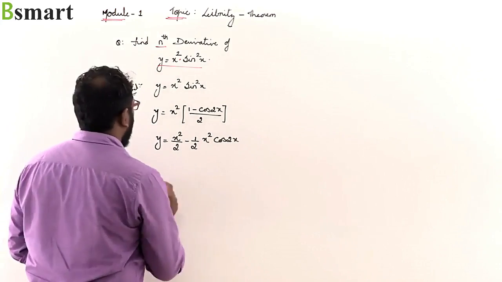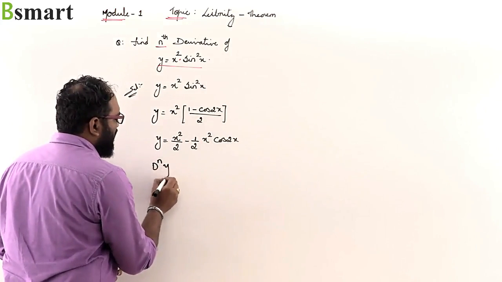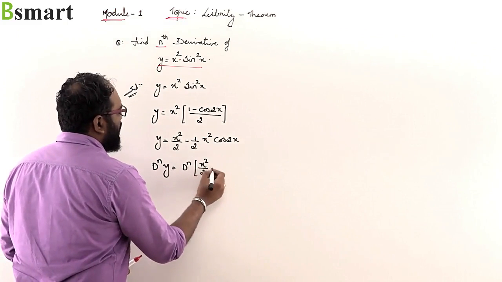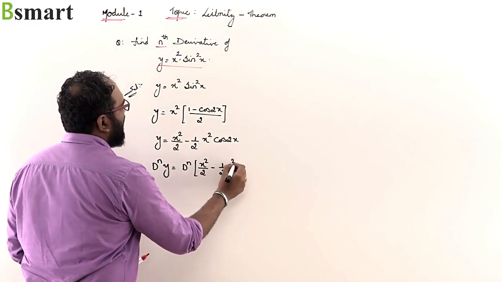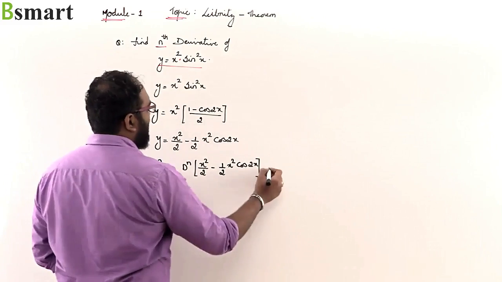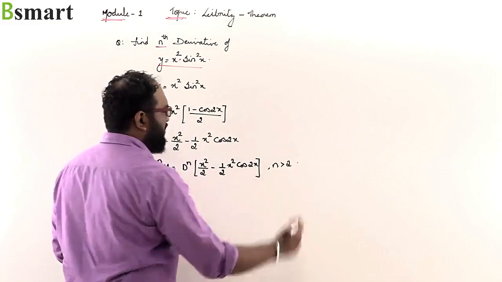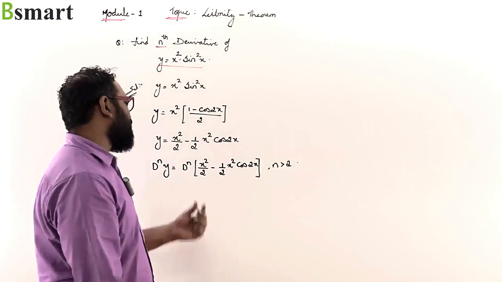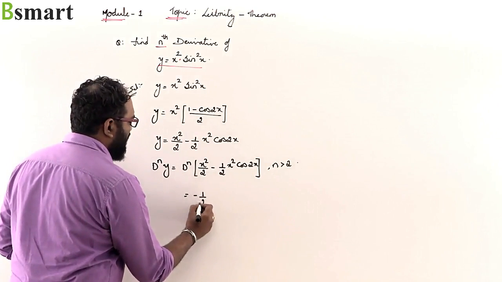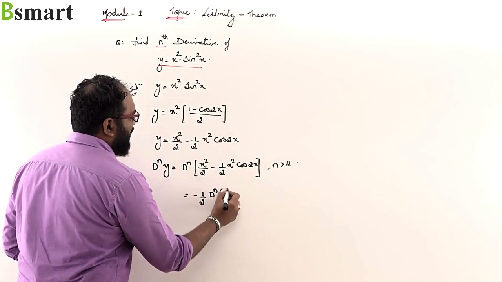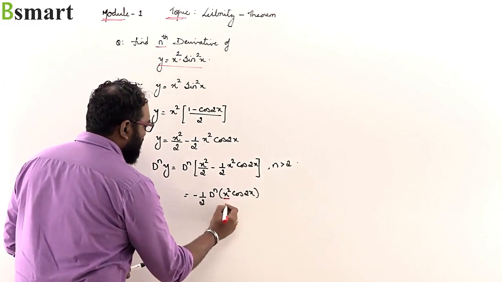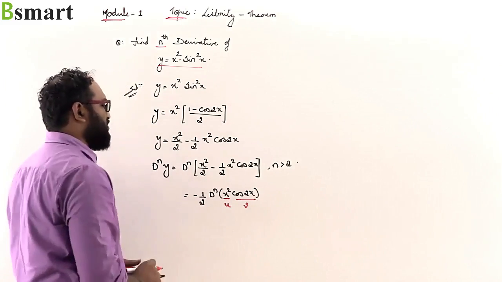So dⁿy = dⁿ of x²/2 − (1/2) x² cos 2x. The nth derivative of the first term will be 0, with the condition that n is greater than 2. If n is less than or equal to 2, we have to include these terms. So that equals −1/2 times dⁿ of x² cos 2x. Now let us say u = x² and v = cos 2x.